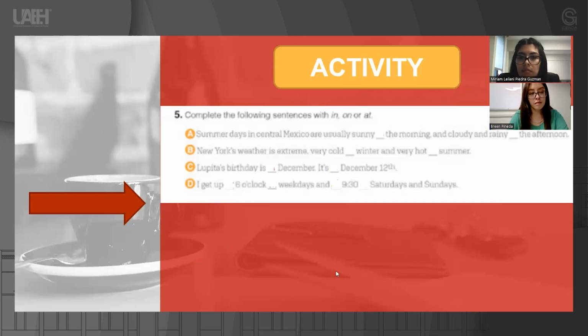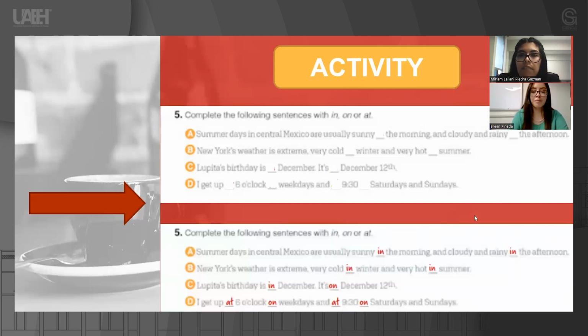Let's check the answers. In the first sentence, letter A, we have summer days in central Mexico are usually sunny in the morning and cloudy and rainy in the afternoon. This is because we have moments of day. Then we have letter B. New York's weather is extreme, very cold in winter and very hot in summer. We use the preposition in to talk about seasons of the year.